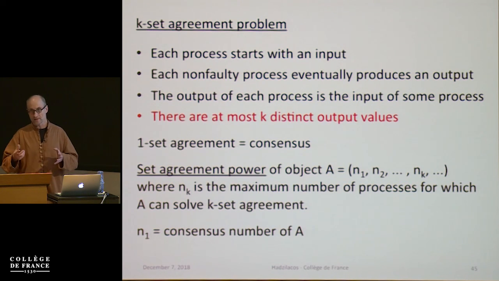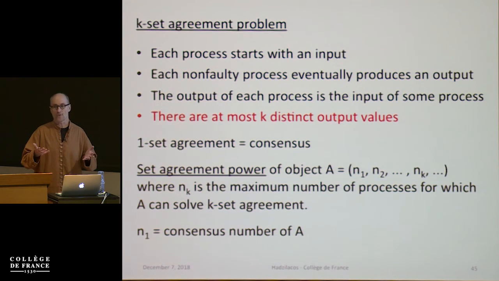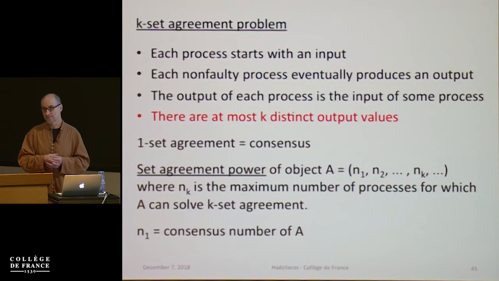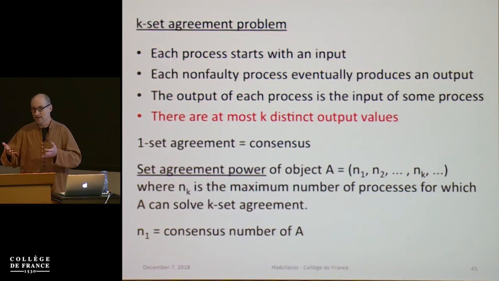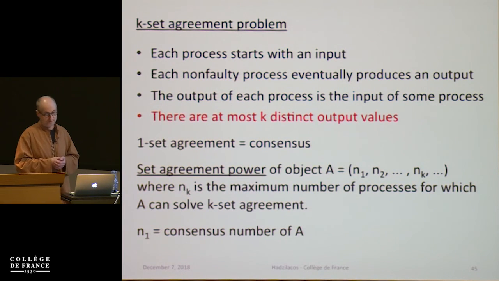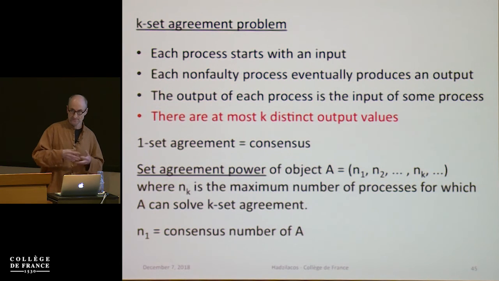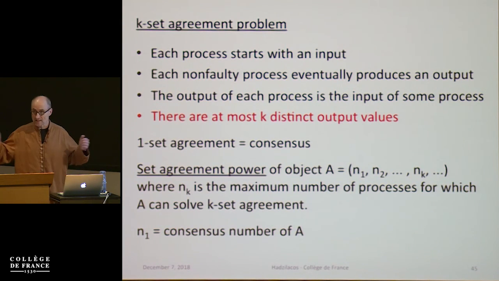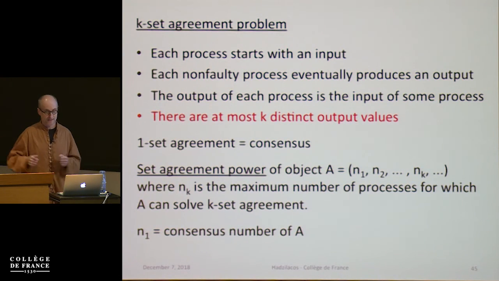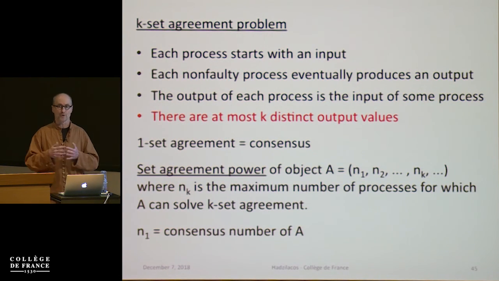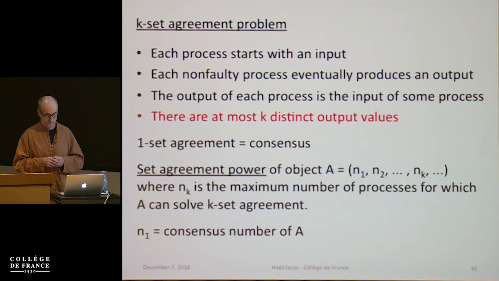The second element is the number of processes for which the object can solve two-set agreement. Okay? That number is bigger than n1. It's at least twice n1. n3 is the number of processes for which the object can solve three-set agreement. Okay? So I get this infinite vector of increasing integers, so I have now something that tells me about what the object can do for an arbitrarily large number of processes.